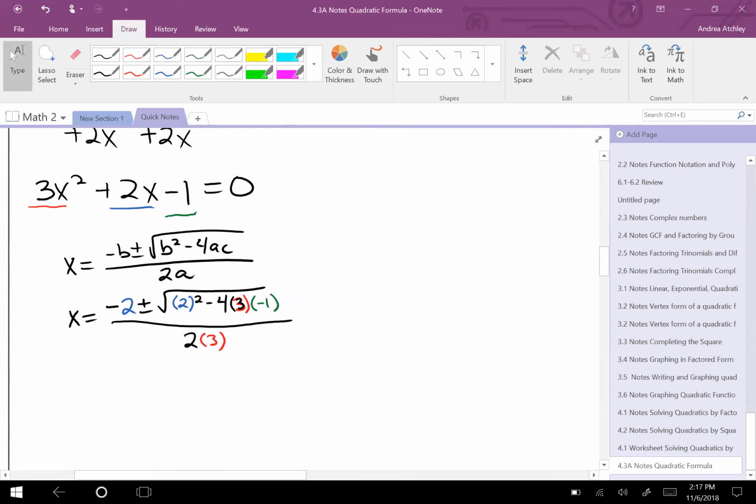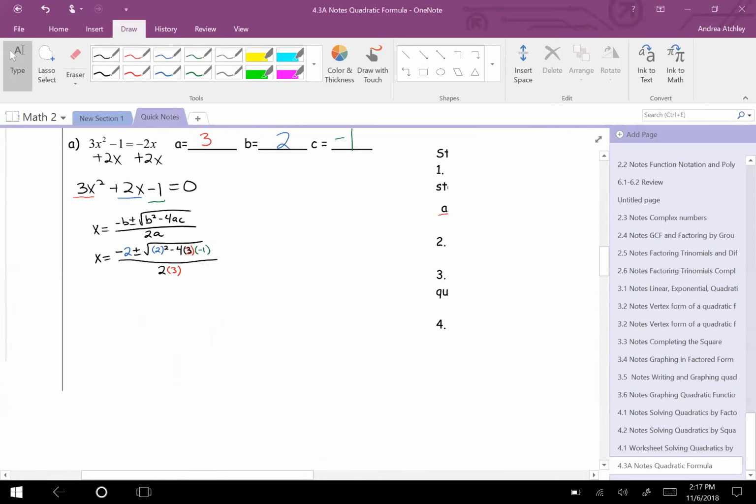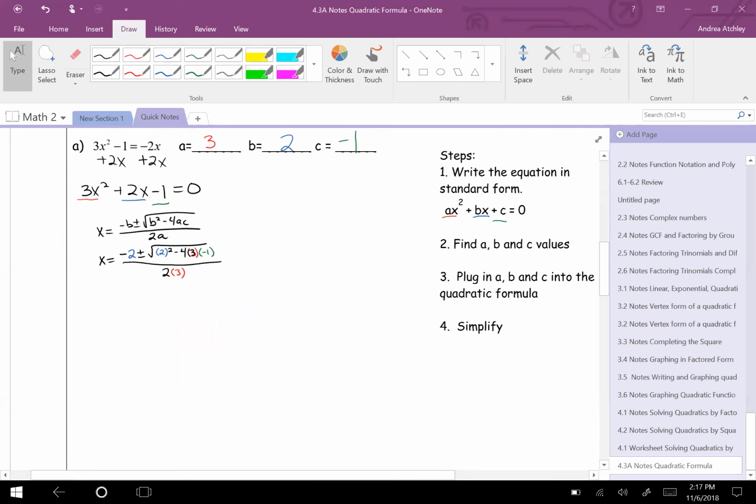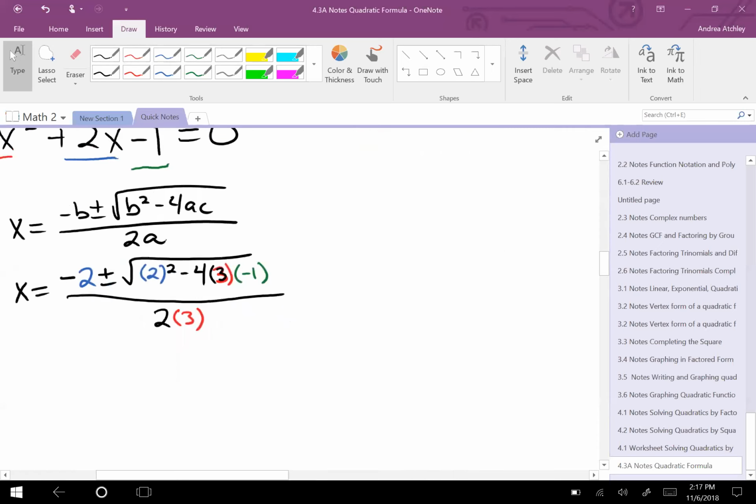So you plug it in. Once we plug it in, then we have to simplify. That's the last step, number 4, is just to simplify. So we get x equals negative 2 plus or minus the square root. 2 squared is 4. Now, this is the part we're going to struggle with.